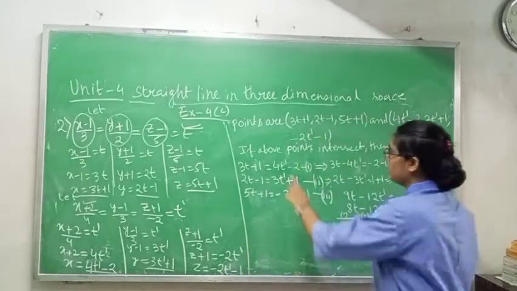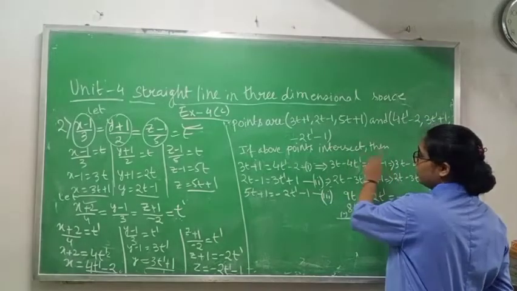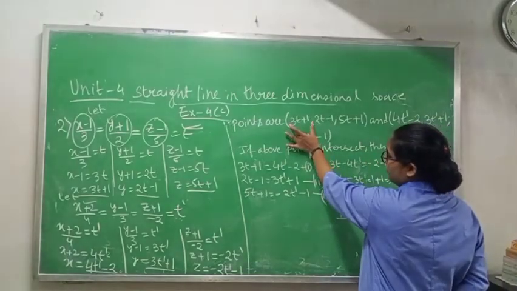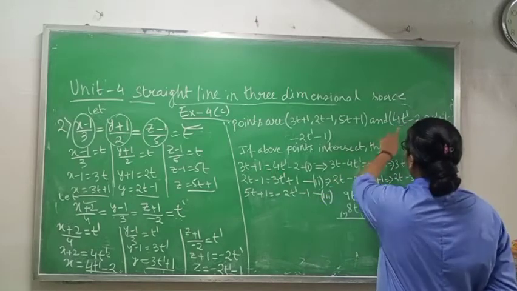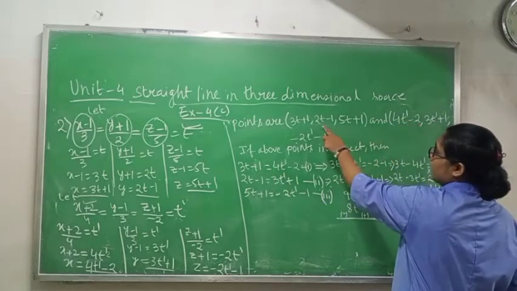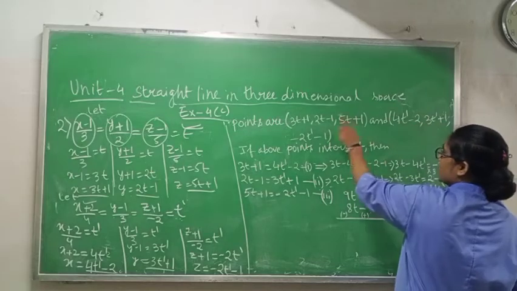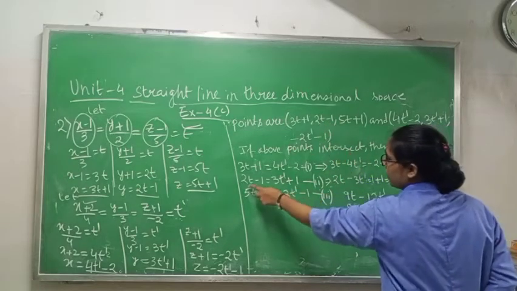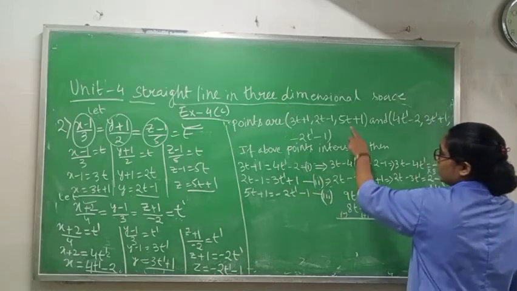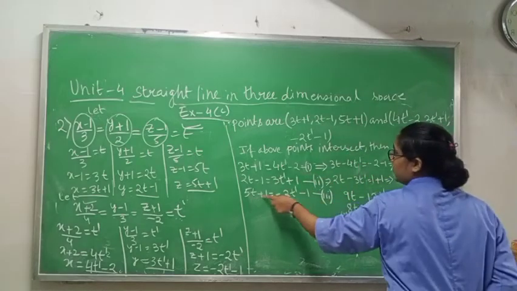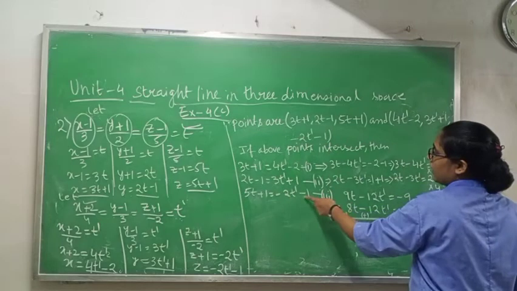So what I will write: if the above points intersect, then x of this will equal x of this, meaning 3t plus 1 equals 4t dash minus 2. Then y of this will equal y of this. It means 2t minus 1 equals 3t dash plus 1. Then 5t plus 1 is equal to minus 2t dash minus 1.